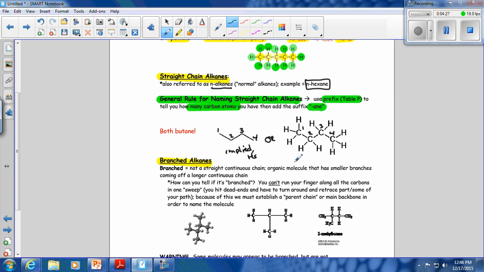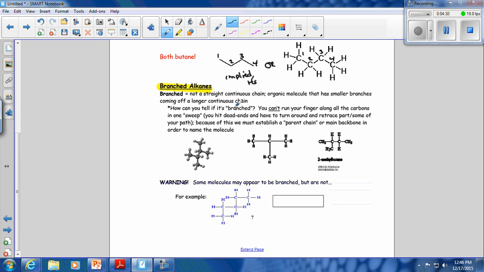Now, speaking of the branches, let's take a look at the next category. Branched alkanes. Branched means not a straight continuous chain like we saw up here. It is an organic molecule that has a smaller branch or branches coming off a larger continuous chain. How can you tell if it's branched? You can't run your finger along all the carbons in just one general sweep. You will hit some sort of dead end, and you'll have to turn around and retrace part of your path. That helps indicate if you're looking at a branched chain or not.